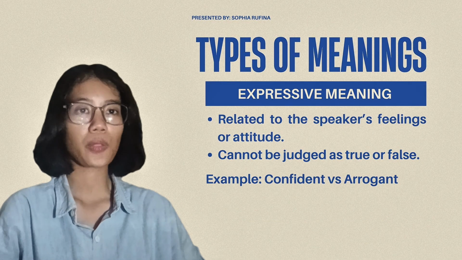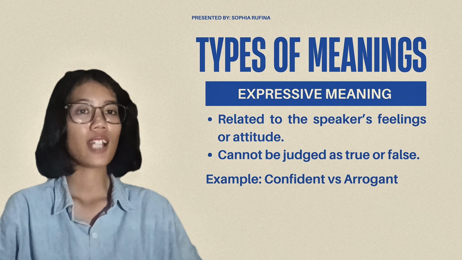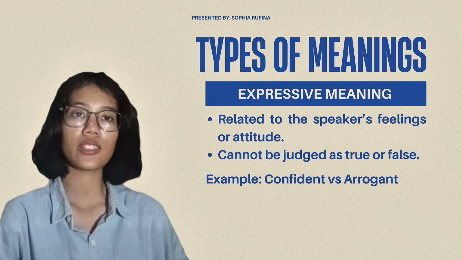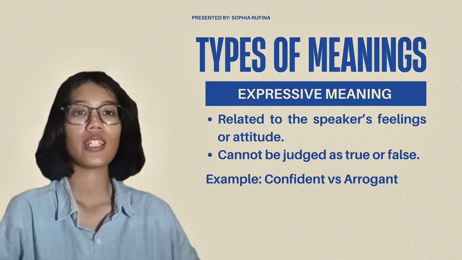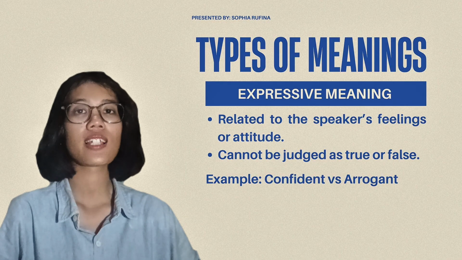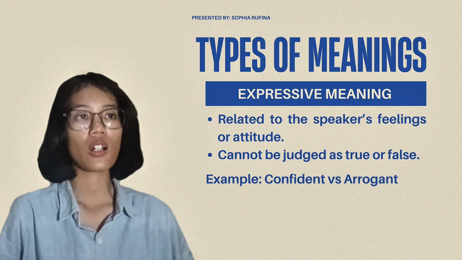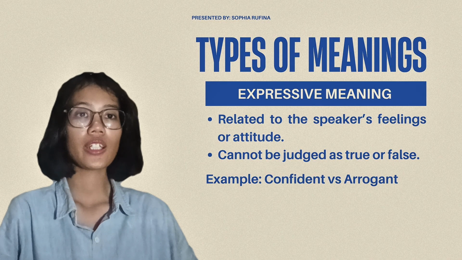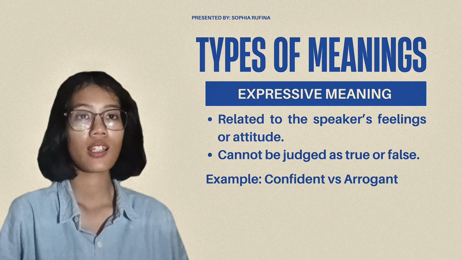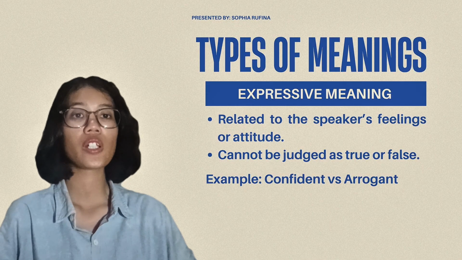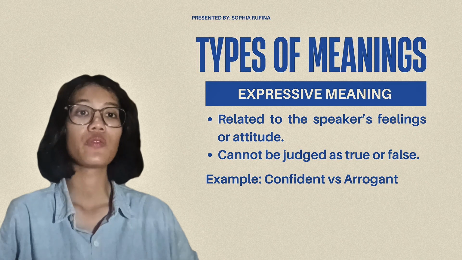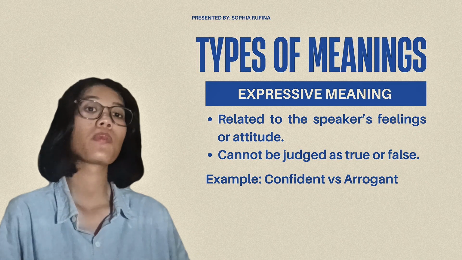Number 2 is expressive meaning. This type of meaning is related to the speaker's feelings or attitude. We cannot judge it as true or false. For example, confident versus arrogant. Confident feels positive because it expresses admiration, while arrogant feels negative because it expresses dislike, even though both describe self-belief.